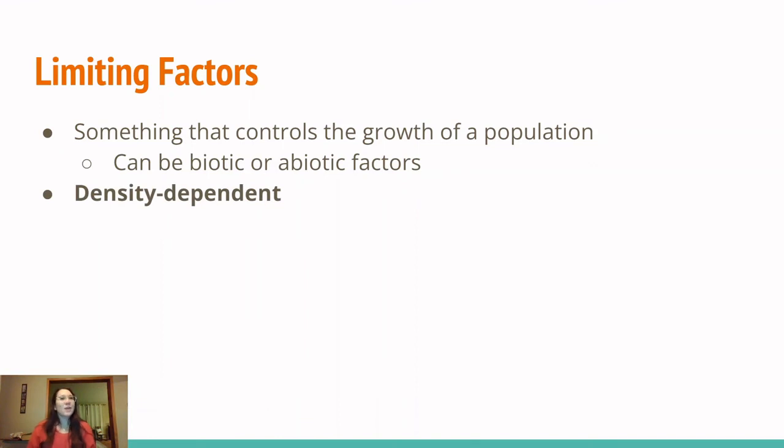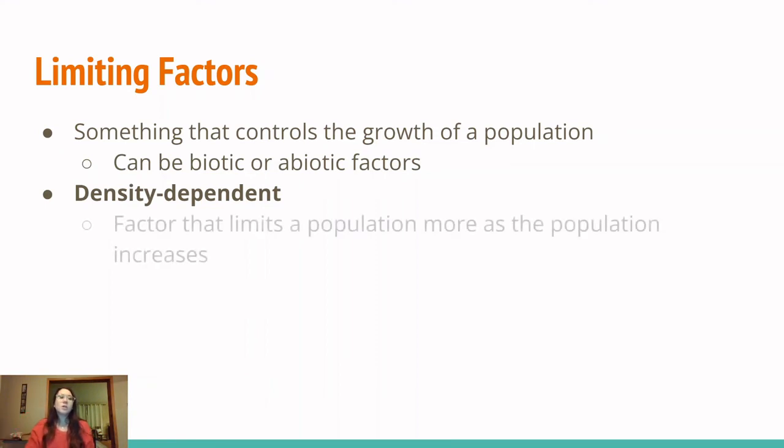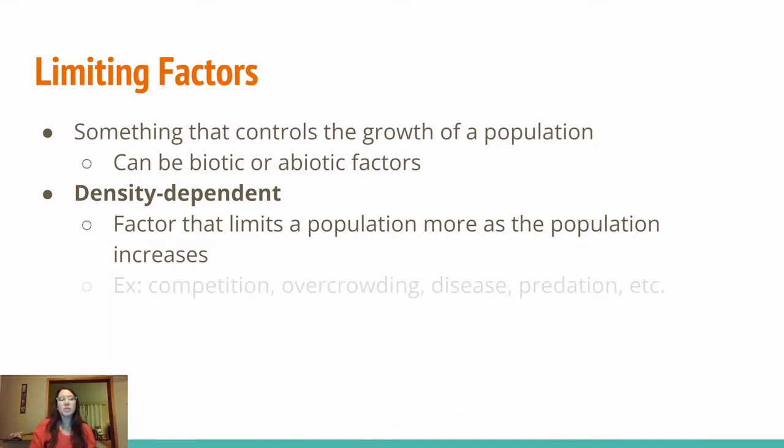We're going to break these down into two types as well. So I have density-dependent limiting factors. Population density is how many of those organisms I have in an area. So a density-dependent factor is something that limits a population more as that population increases. So the bigger my population is, the bigger this factor is. The more it's going to limit or kill off some of that population.